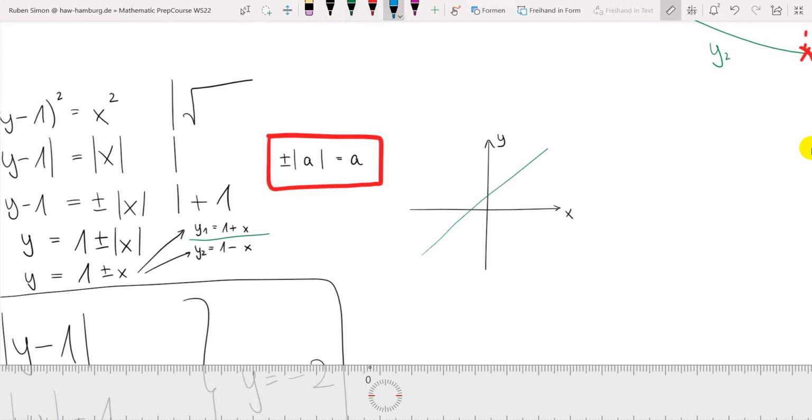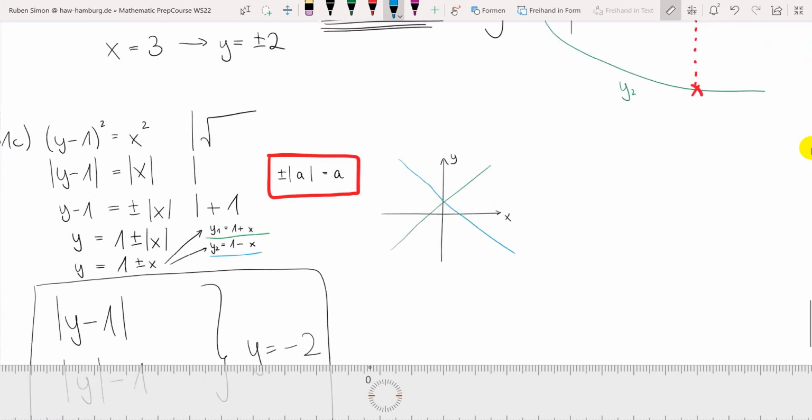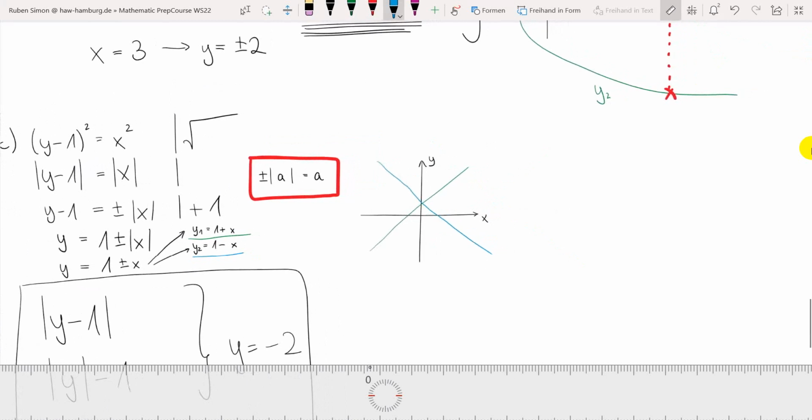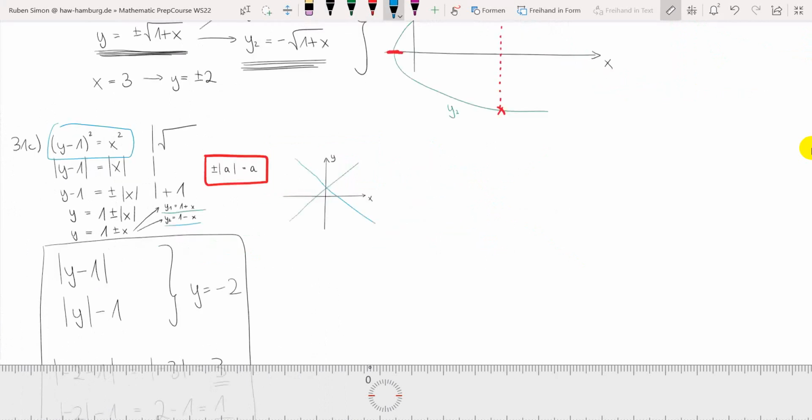And the second one also has an intercept with the y-axis at 1, but it has a negative slope, -1. So this would look like this. Yeah, pretty. So this would be the graphic representation of this equation.